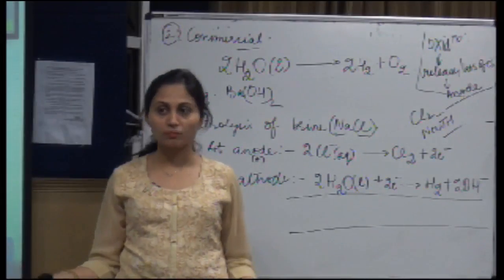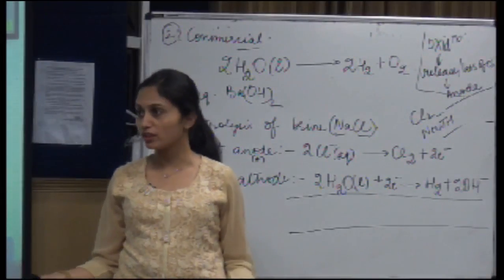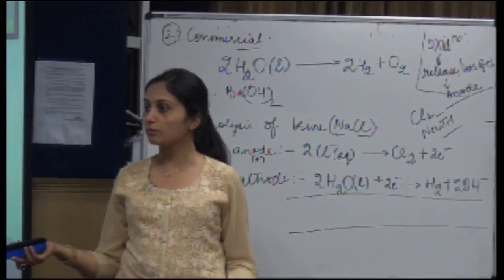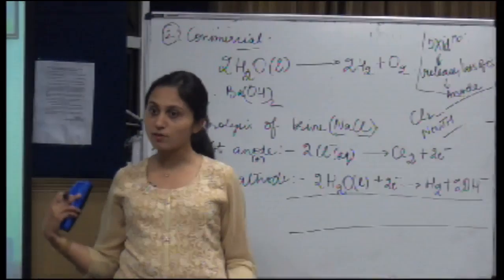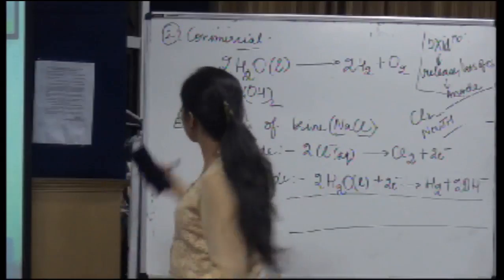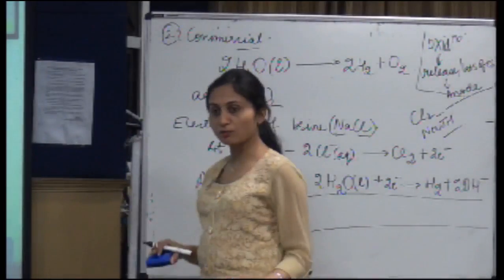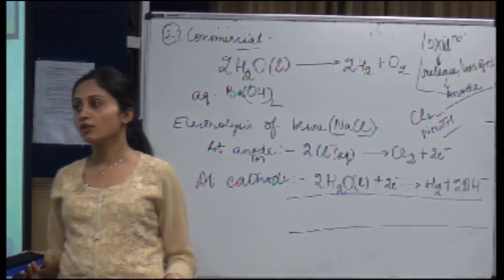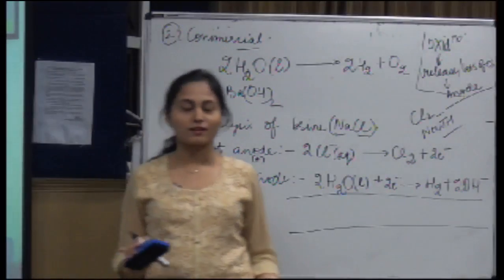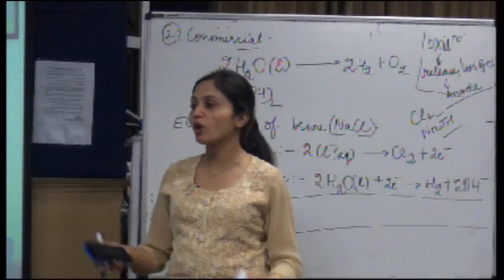Chlorine. P block में क्या आता है सोच रहे हो? Chlorine. So when you do the manufacture of Cl2, this is one of the commercial methods. And what is that? Electrolysis of brine.